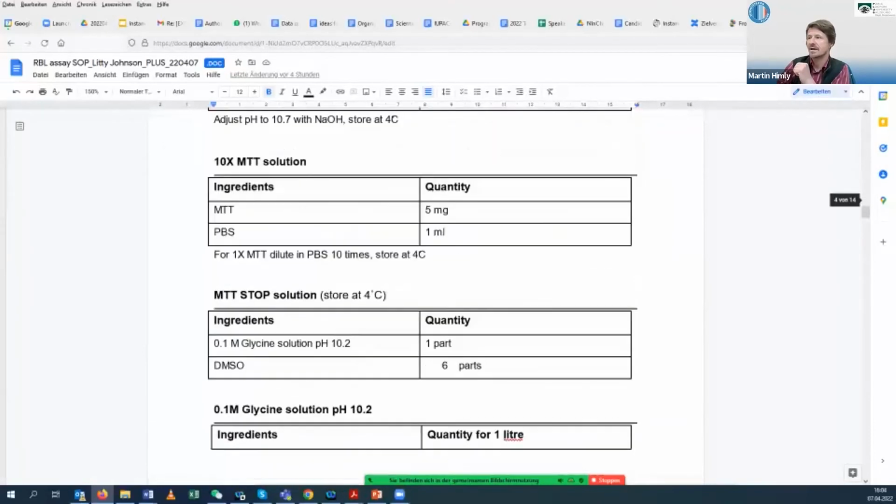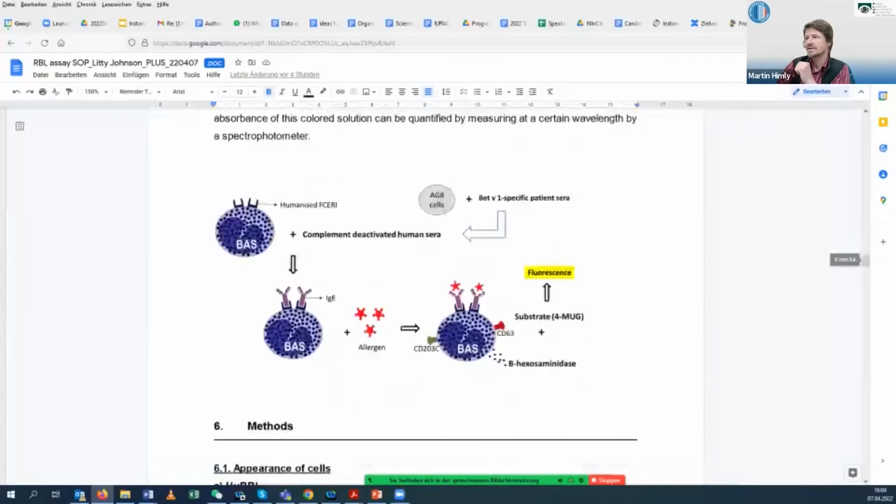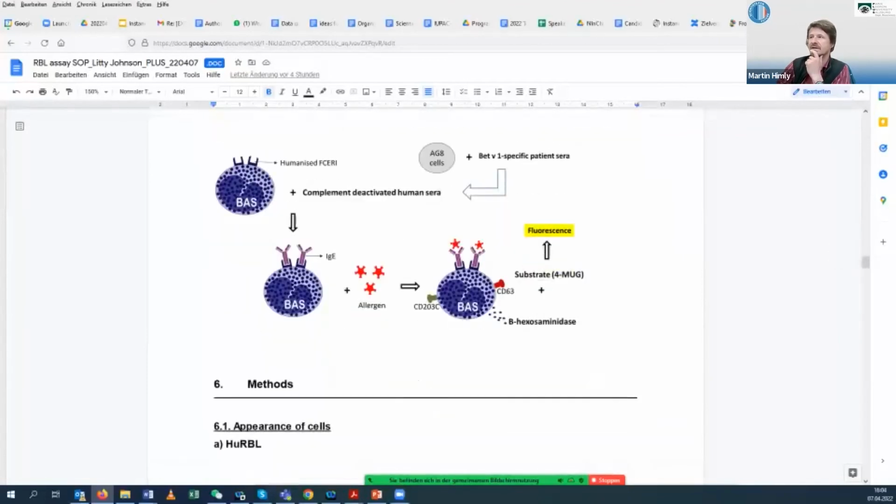Basically, the RBL cells degranulate, and there is a nice picture here. So this is the figure here. These are the basophilic cells, and this humanized Fc epsilon receptor is shown here, and they are loaded with IgE from sera of patients. If they find their epitope on the allergen, then there is dimerization of this receptor complex, and this leads to the degranulation. Together with many other molecules, a beta hexosaminidase enzyme is secreted, and then we can address this in an enzymatic assay, which gives a fluorescence in the end.